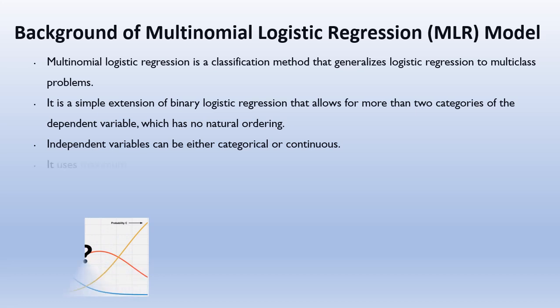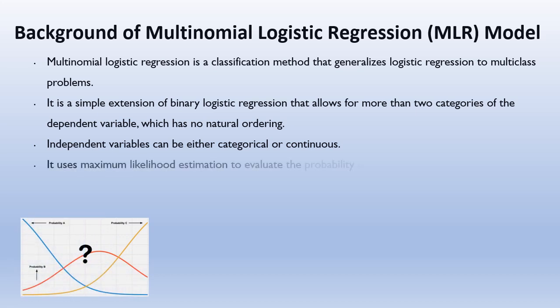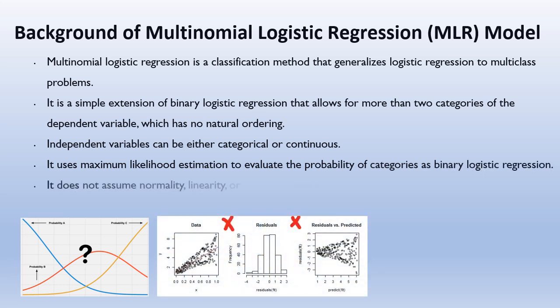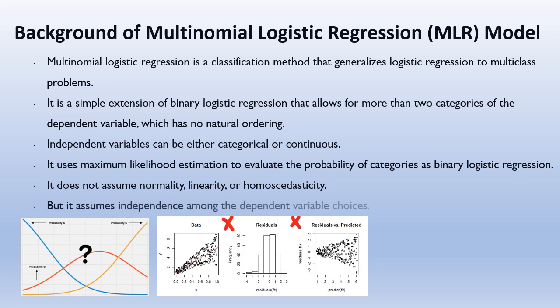It uses maximum likelihood estimation to evaluate the probability of categories as in binary logistic regression. Multinomial logistic regression does not assume normality, linearity, or homoscedasticity, but it assumes independence among the dependent variable choices.